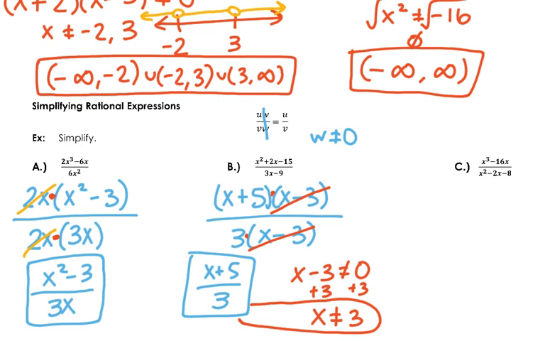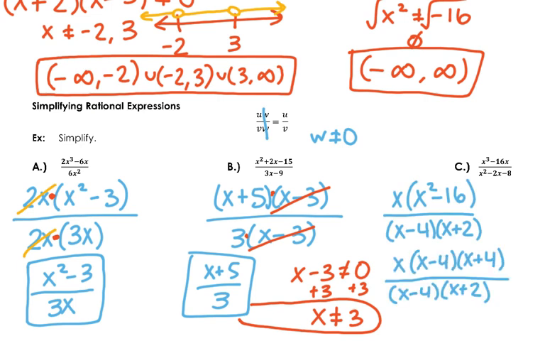Once you're done factoring, check your factored form with mine. Make sure you fully factor that numerator. You can see that x minus 4 is a factor of the numerator and the denominator. So your final answer in simplified form would be x times x plus 4 over x plus 2. You can write it in this form here, or you can write it in this form here. But we do want to make sure that we specify that x minus 4 is not allowed to equal 0, which implies that x is not allowed to equal 4.